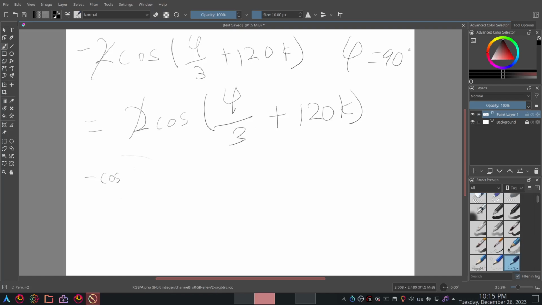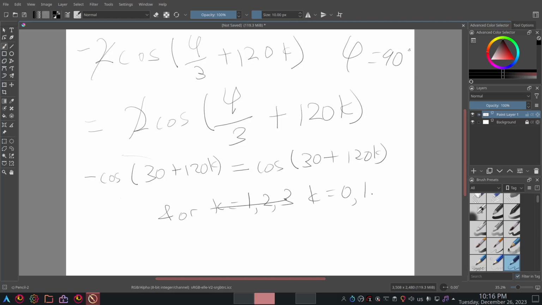Minus cosine of 30 plus 120k equals cosine 30 plus 120k, for k equals 0, 1, and 2. As long as the values on the left-hand side and the right-hand side are the same, provided k equals 0, 1, and 2, then it's totally fine. They may not be in the same order, but I don't really care.